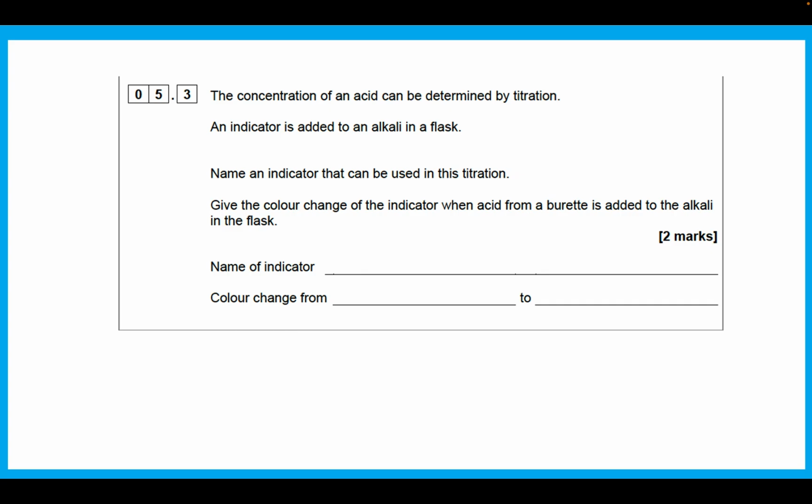The concentration of an acid can be determined by titration. An indicator is added to an alkali in a flask. Name an indicator that can be used in this titration. Give the color change of the indicator when acid from a burette is added to the alkali in the flask. 2 marks. You will need to answer the name of the indicator and the color change.